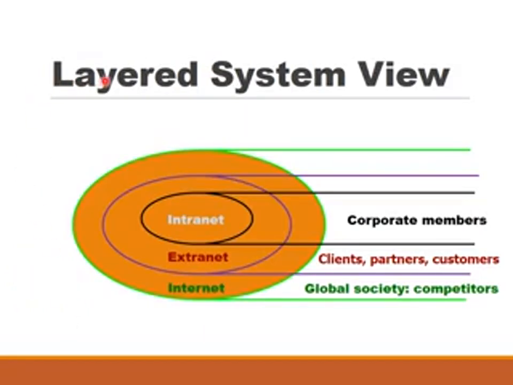To conclude, here is a layered system view of the internet, extranet, and the intranet. First, the green one outside there, as we can see, that is the internet. It's a global society. It can involve competitors and everyone else out there. The second one, which is the extranet. Now this is for clients, partners, and customers. And the third one, which is intranet, it's for corporate members. You can see it's small. It's only meant for the corporate members.